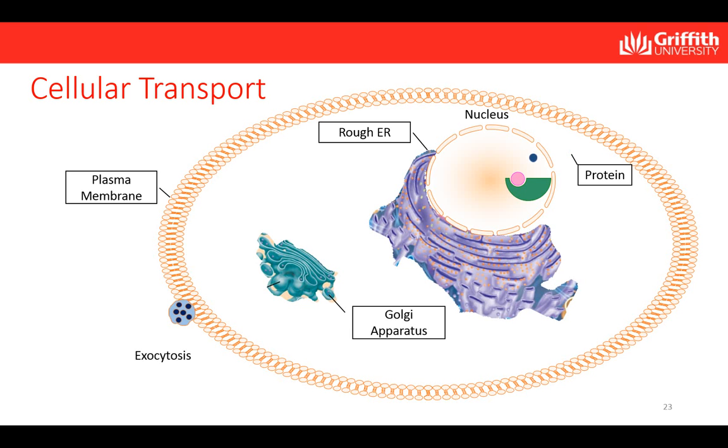Proteins that are needed in the nucleus will be transported into the nucleus through the nuclear pores. Some other vesicles produced by the Golgi apparatus give rise to the lysosomes and vacuoles.